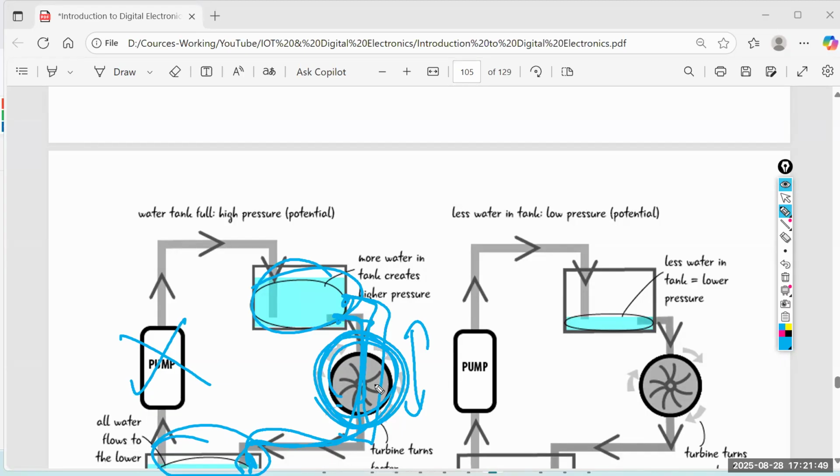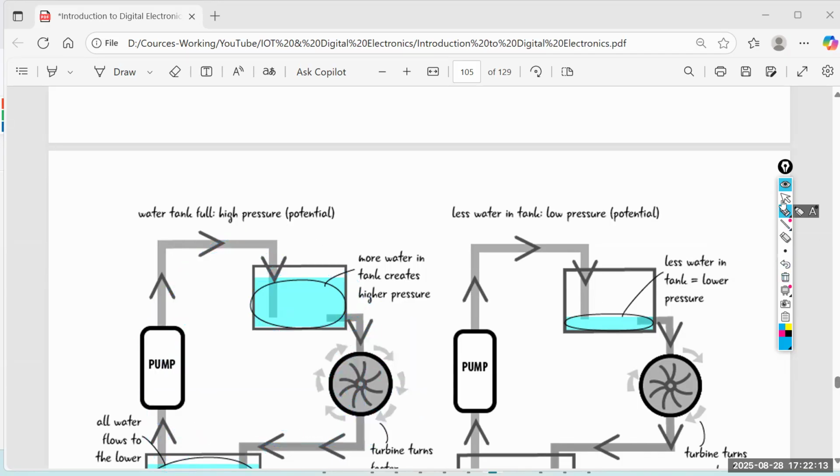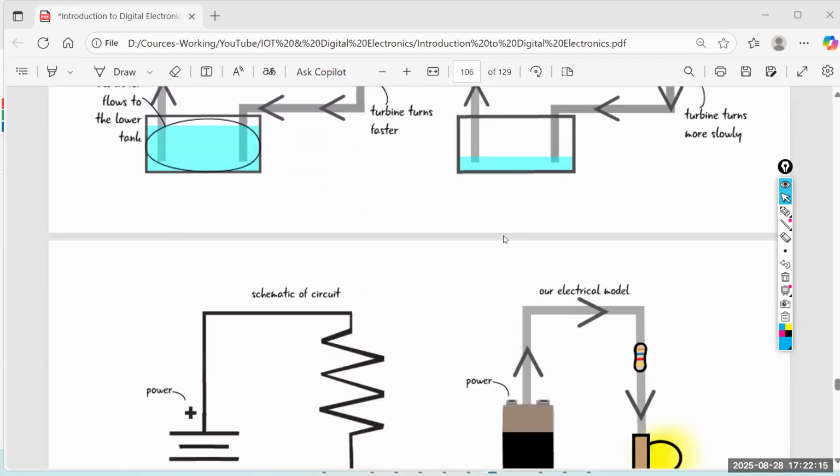So this analogy is very important. Then you can't take water from here to here, right? So you need a pump. Likewise, you can't take electrons from low density to high density. That is where you need a battery. So pump and battery, this turbine and your bulb or whatever. Those are the analogies.